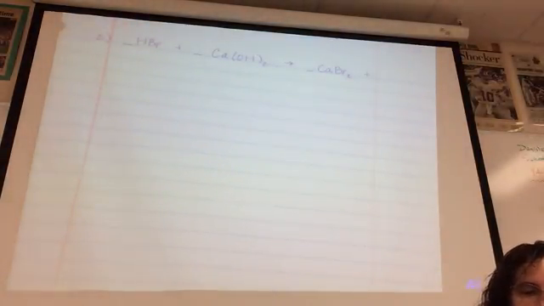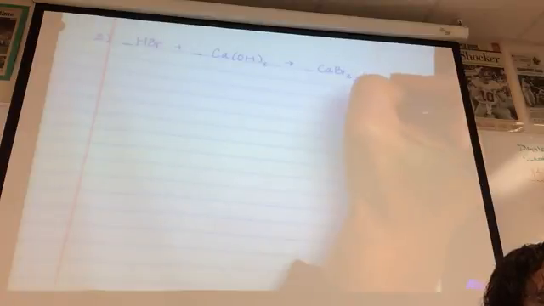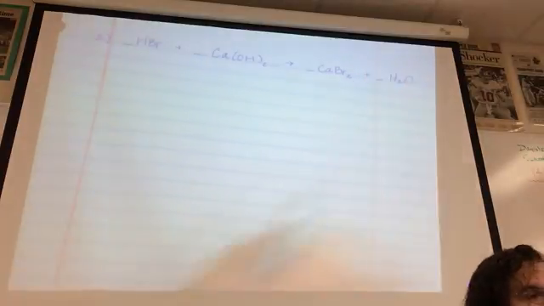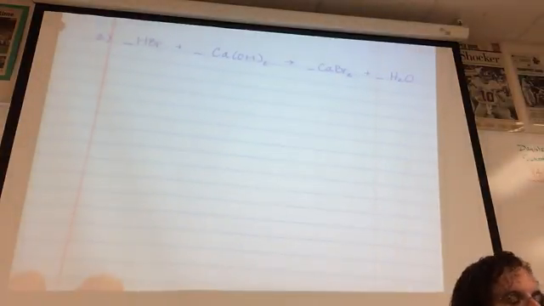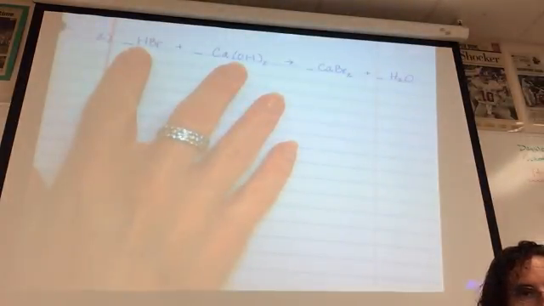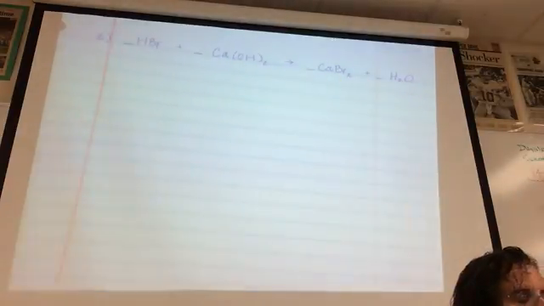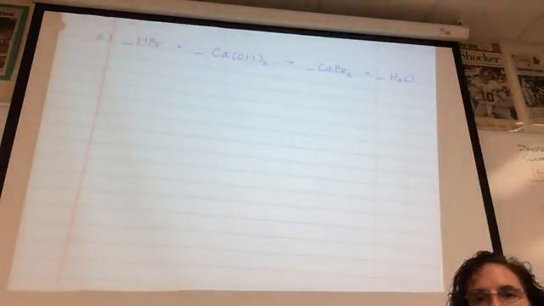You're on camera. Hi. And the other product is H2O. Good. So this is a neutralization reaction of an acid and a base, both of which are Arrhenius, generating the salt and water. So in step A, we always write the equation.